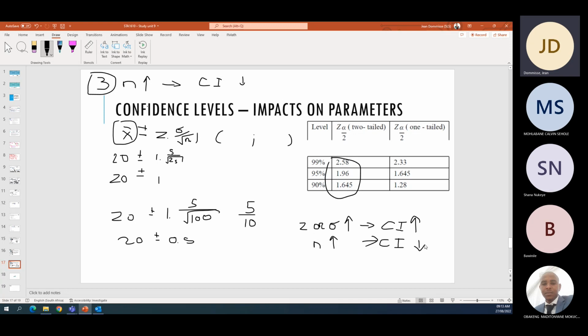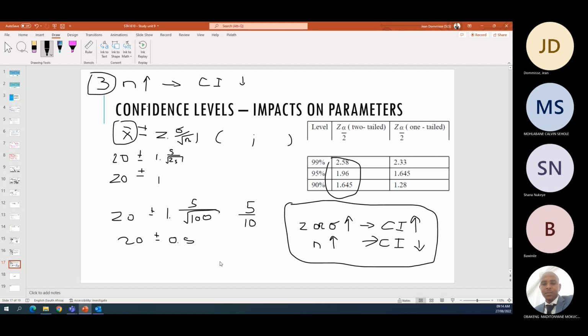So if z decreases, confidence interval will decrease. If standard deviation decreases, confidence interval will decrease. If n decreases, confidence interval will increase. So the opposite is also true.